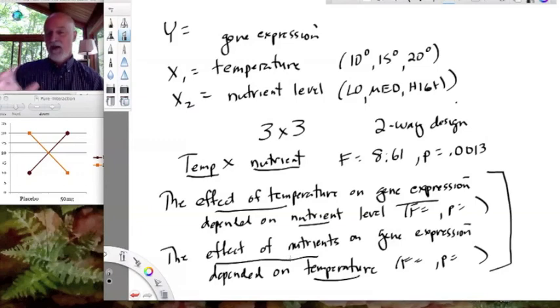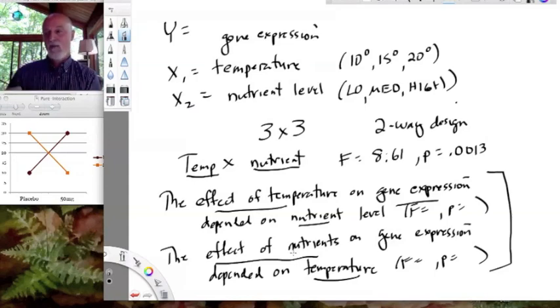So if you don't have a particular one you want to emphasize, you could say something like the effect of nutrients and temperature on gene expression were non-additive. And that wouldn't be necessarily bad as long as you went ahead and described the nature of the non-additivity. So I'm not going to go ahead and talk about that second level of statements where you describe the nature of the difference in response.